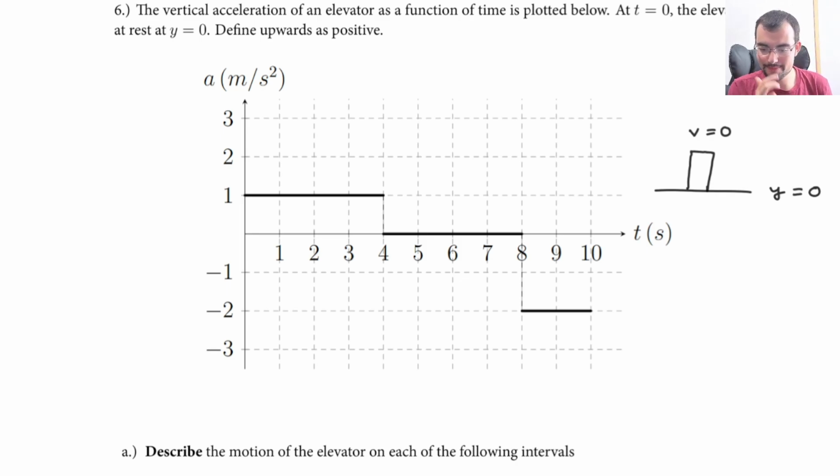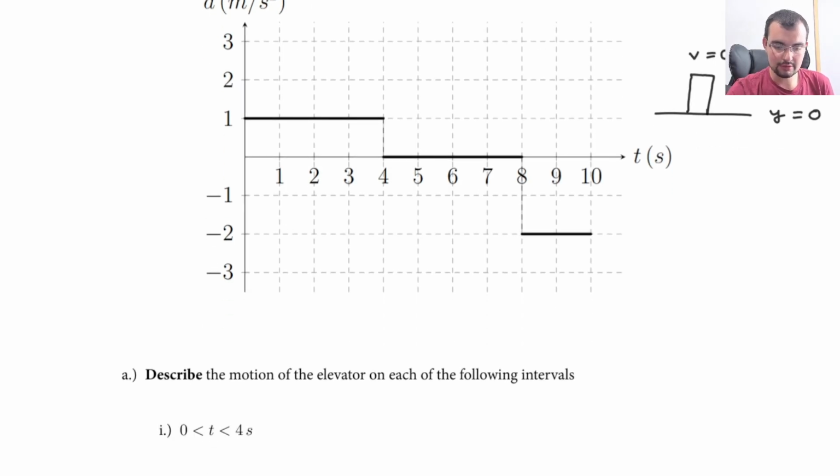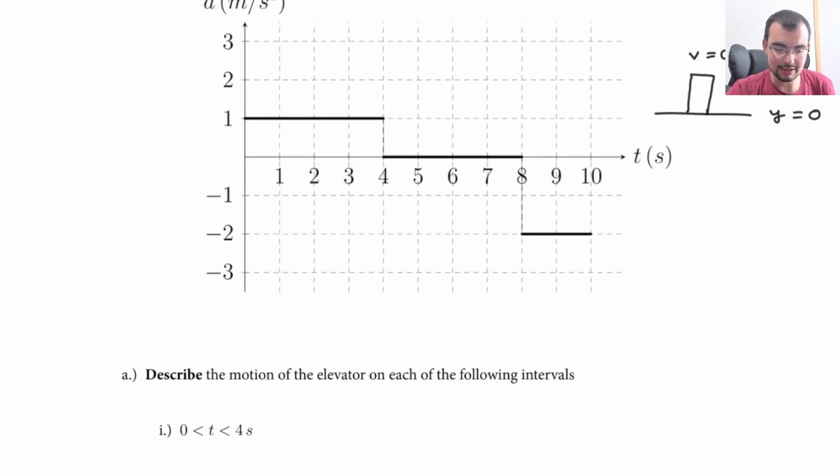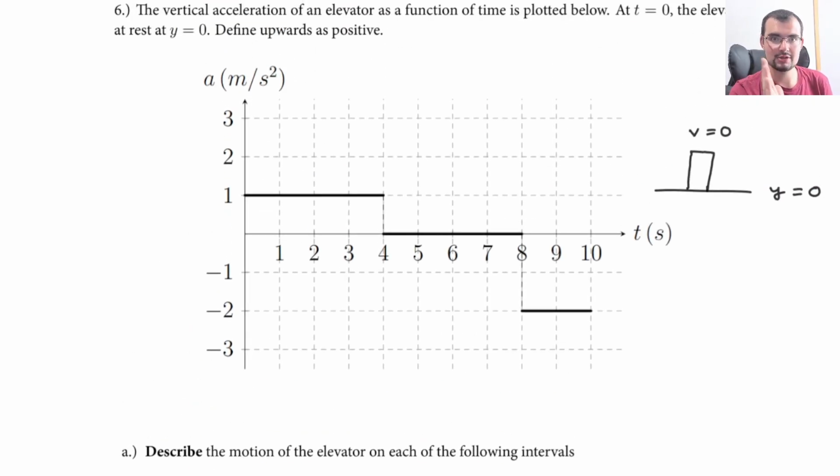At this time, we're just asking what's happening. On our first interval, we see this is clearly split up into 3 chunks. On our first interval, the elevator will be constantly accelerating up. It starts with velocity 0, and I just keep adding up arrow, up arrow, up arrow to the velocity. So the elevator speeds up at a constant rate in the positive y direction. The elevator is traveling up and speeding up.